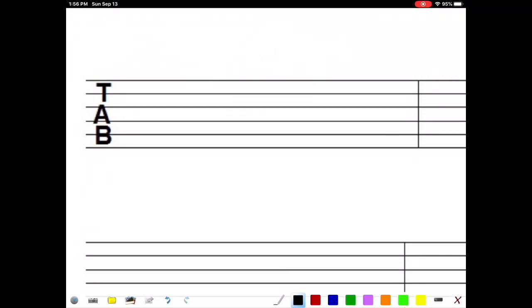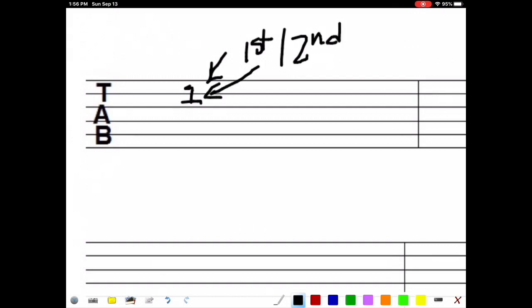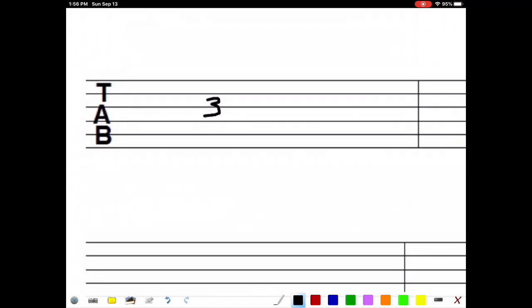All right, let's try one that's not on the first string. Let's put a number 1 here. This number 1 means that I play the first fret on the second string, because that is on the second line. The second line here means that I'm going to play on the second string. Let's try a couple of others. Let's put a 3 here. Can you tell me what that'd be? Feel like Dora here. That's the third fret of the third string.